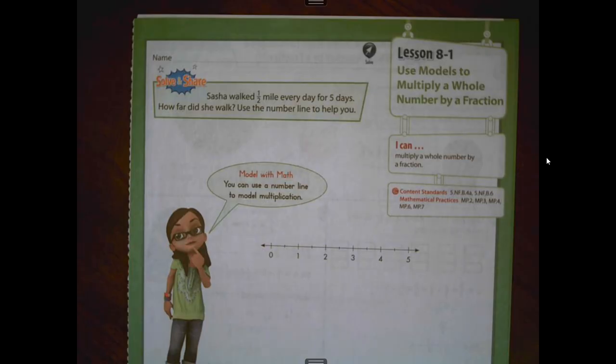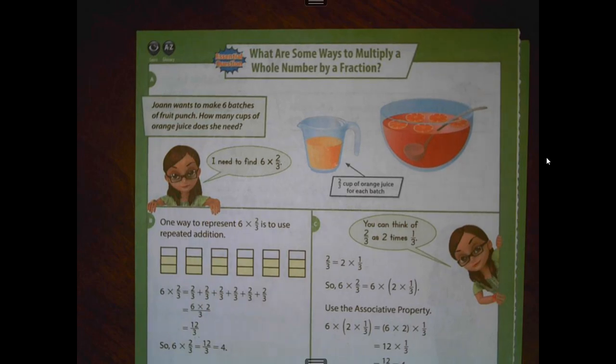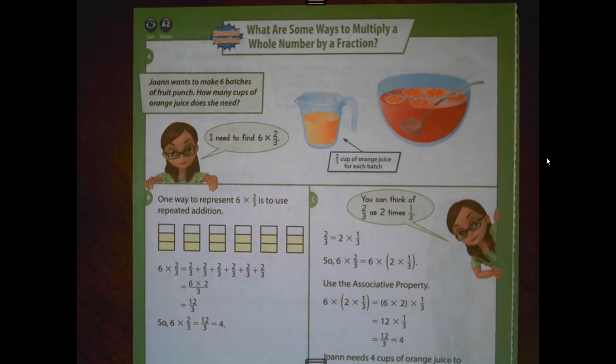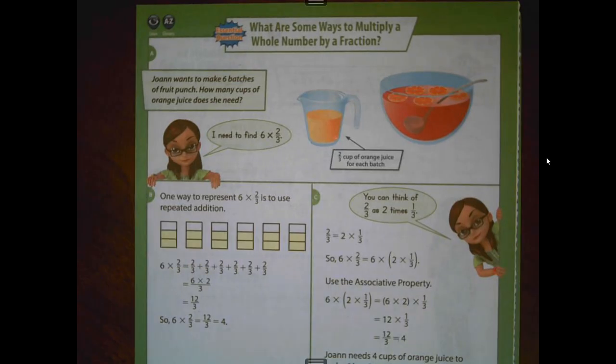We are on page 457 in our book if you want to turn there. Actually, I'm going to start on page 458. So if you will start on page 458, if you need to pause me a minute to get there, that's fine. All right. The essential question that's going to guide us through this lesson is, what are some ways to multiply a whole number by a fraction?